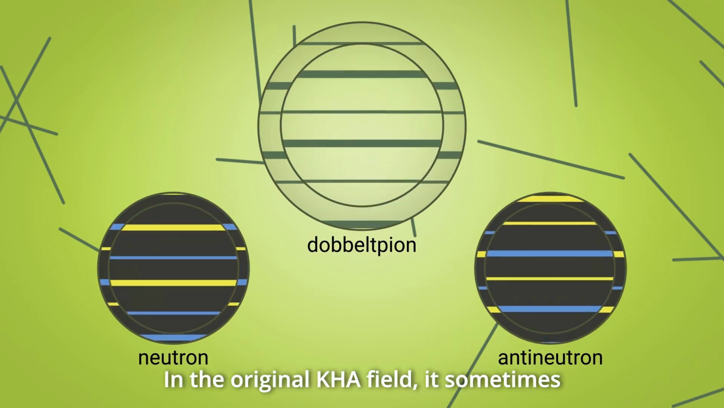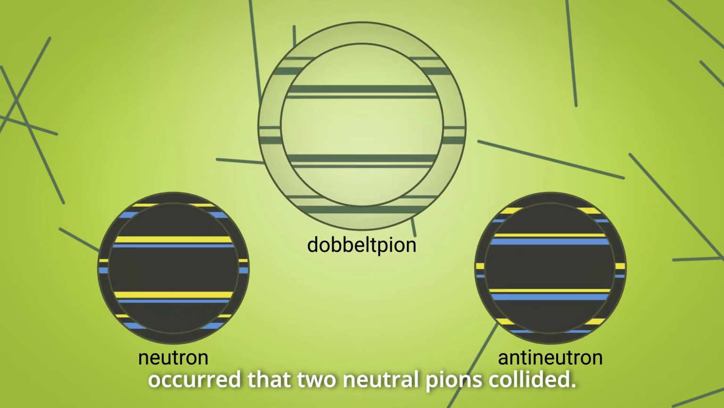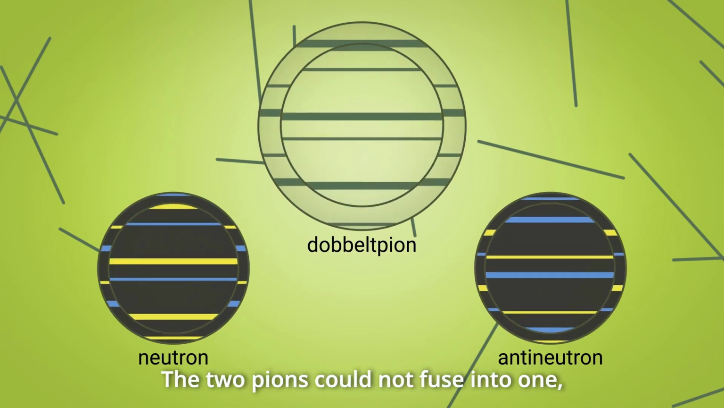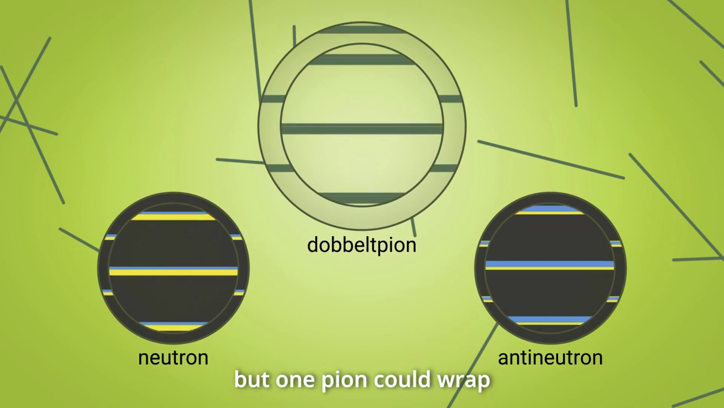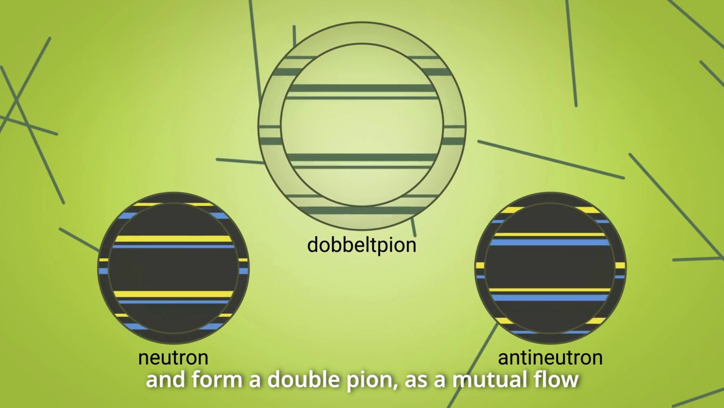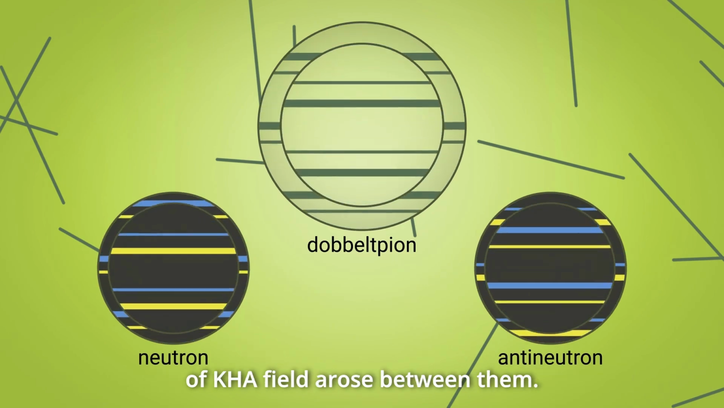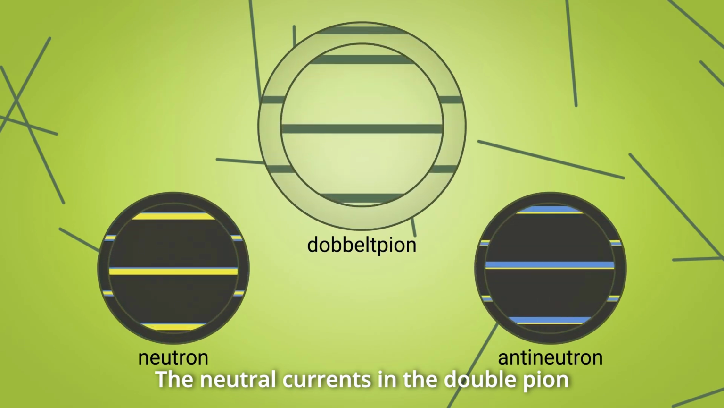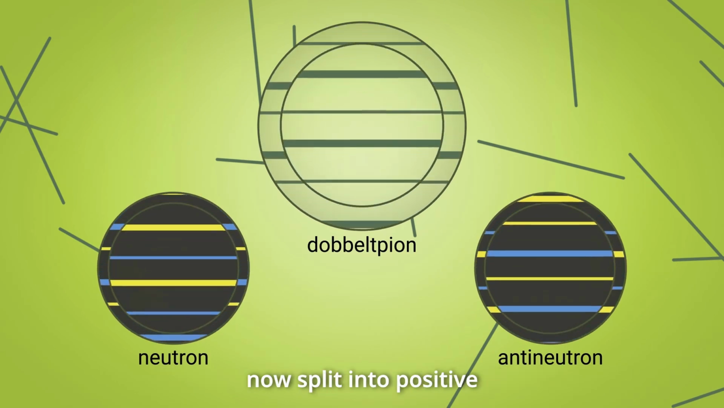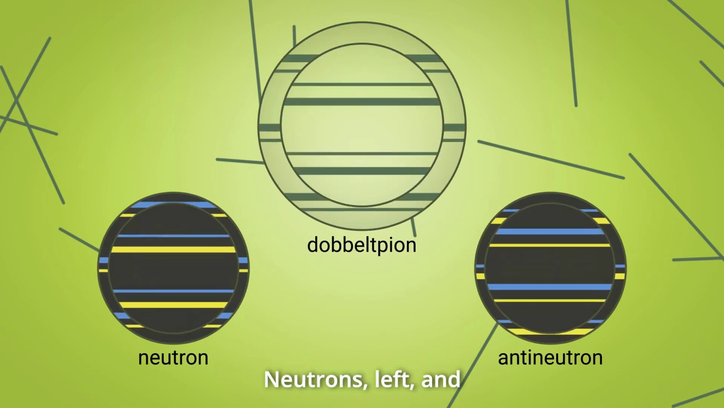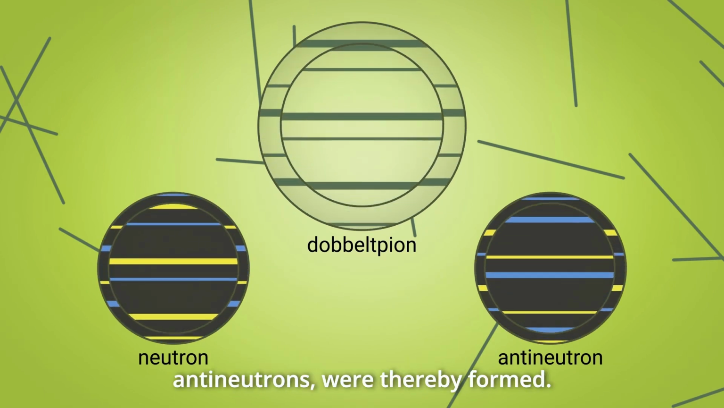In the original Kerr field, it sometimes occurred that two neutral pions collided. The two pions could not fuse into one, but one pion could wrap itself around the other and form a double pion as a mutual flow of Kerr field arose between them. The neutral currents in the double pion now split into positive and negative currents. Neutrons, left, and antineutrons were thereby formed.